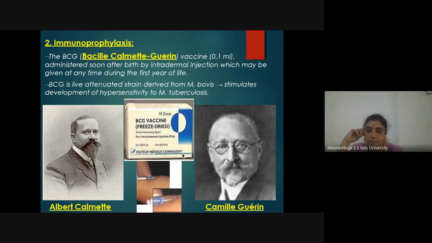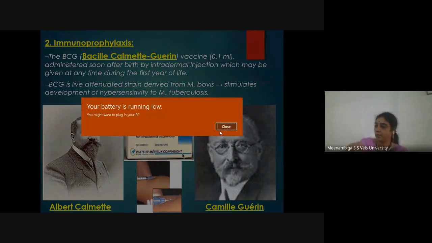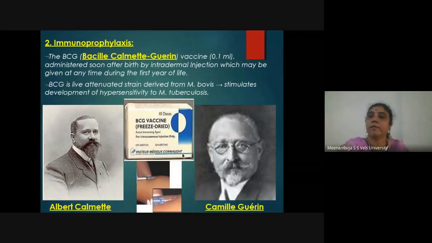Can you understand? The vaccine for TB is the BCG vaccine. It is given within the first year. It is the live attenuated strain of Mycobacterium bovis, which will develop hypersensitivity to Mycobacterium tuberculosis. That is, the antibody will be developed.